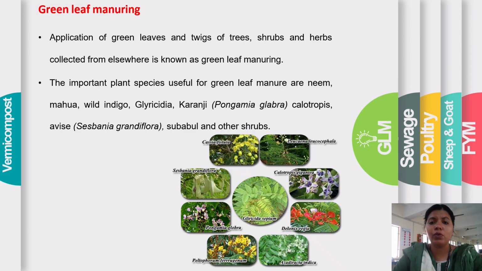For instance, if we don't have a long gap like 50 or 60 days between two successive crops, but we have to incorporate green manure, there is another option. A better option for this is green leaf manure. Green leaf manures are nothing but green leaves, twigs, and young leaves from trees, shrubs, and herbs grown in and around your farmland. They can be collected, applied in your cropland, and then incorporated. Some of the important green leaf manure species are Gliricidia, indigo, subabul, calotropis, etc.